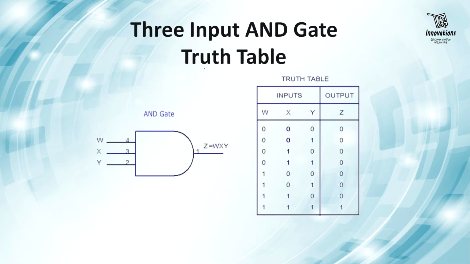Just let us have a quick look at the truth table of a 3-input AND gate. This is the symbol of a 3-input AND gate where W, X, Y are inputs and Z is the output. Z equals W.X.Y, which means logical multiplication between W, X and Y. In the truth table, the inputs are W, X, Y and the output is Z. All the outputs are 0 when any of the inputs is 0, and when all the inputs are 1, the output is 1. So in case of an AND gate, the output is 1 only when all the inputs are 1. This is the truth table of a 3-input AND gate.